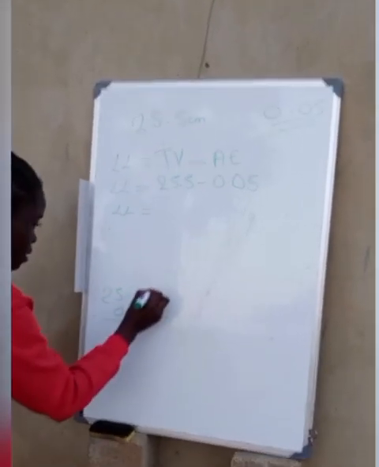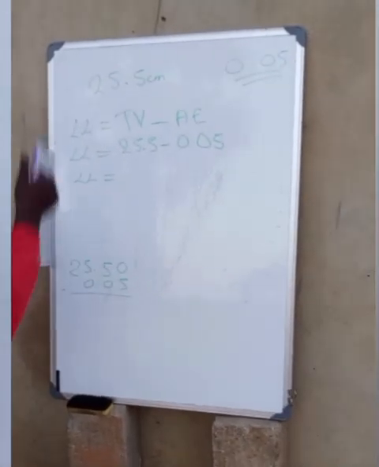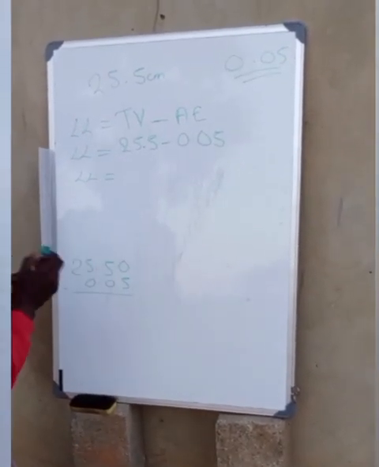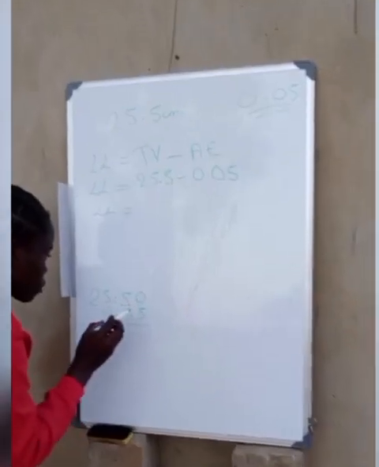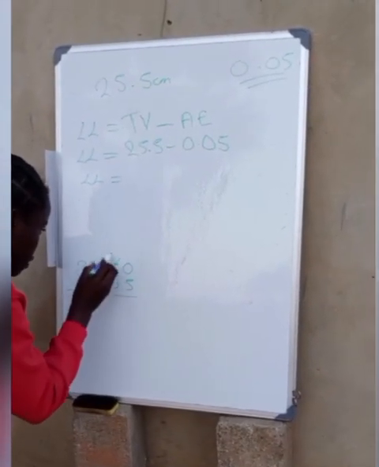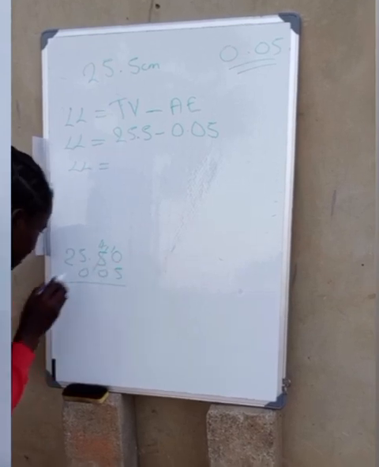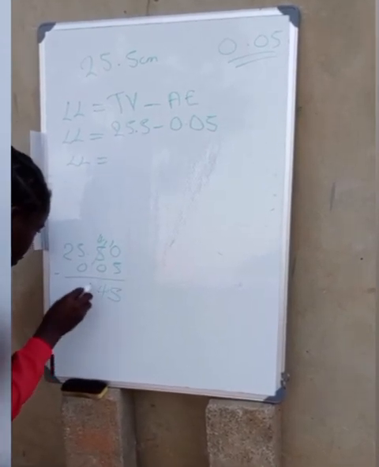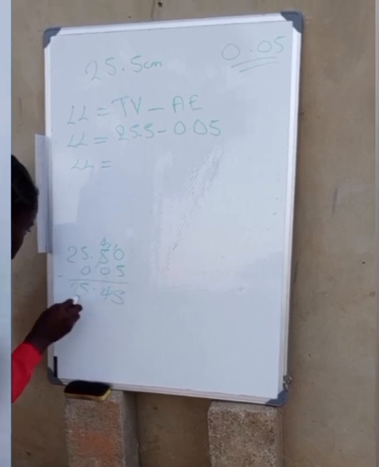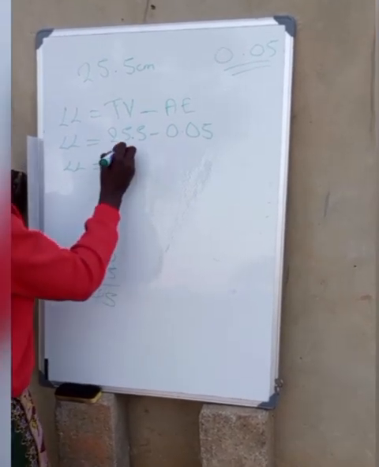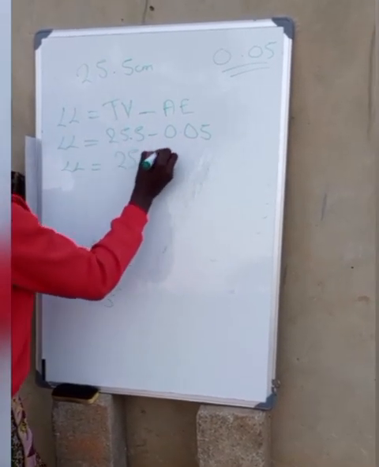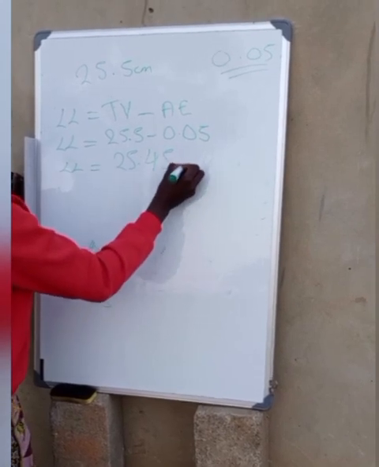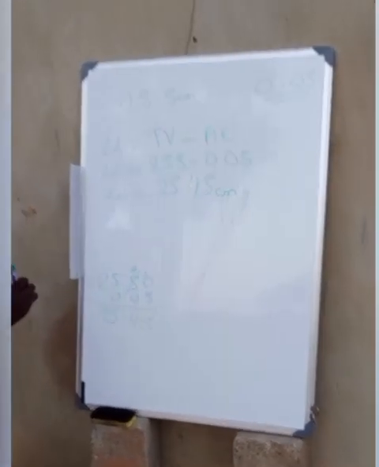So I'm subtracting, it's the same as you have a 0 here as a placeholder. So we say 0 minus 5, we get a 1 from there, so we say 5. It's 4 there, point. So the lower limit would be 25.45 centimeter.